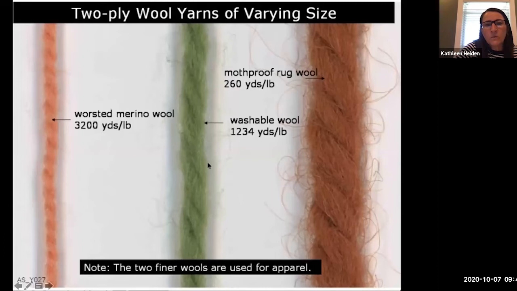Again, so this is the wool. So a 3200 yarn versus a 1234 versus a 260. Okay, and that's telling us how many yards there are per pound of yarn. And with your indirect systems, they each measure differently, so they don't measure the same. So a cotton doesn't have the same number as a wool for the same length. So you have to have conversion charts to actually determine how much is there.